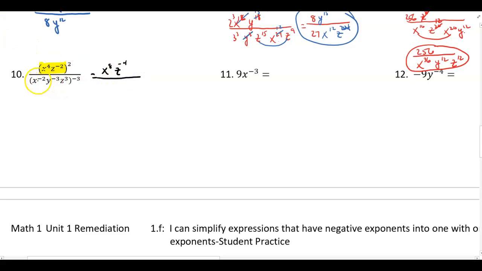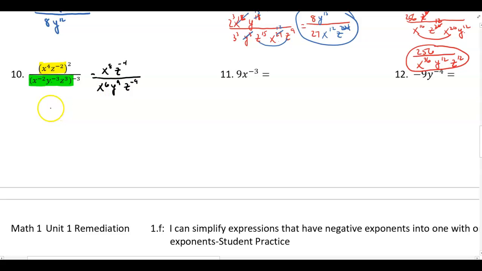Now, down here, everything here is being raised to the negative 3 power. So that's going to give me x to the negative 2 times negative 3 is positive 6. Y to the negative 3 to the negative 3 is y to the positive 9th. And then z to the negative 9.